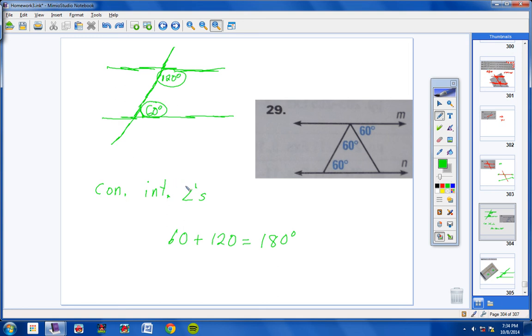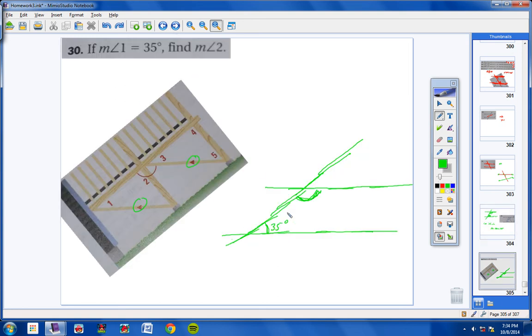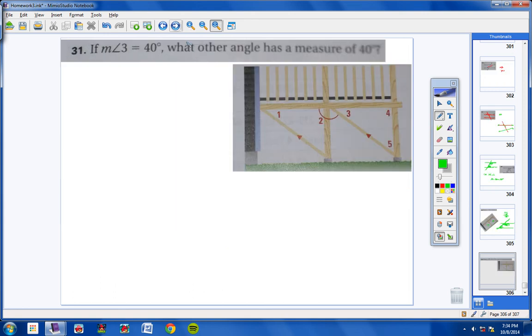Consecutive interior angles are supplementary. So these two angles here are supplementary. That means they have to add up to 180. So if this angle is 35, then I take 180 minus 35 and I get 145 degrees. There we go. So this angle right here, angle number 2, is 145 degrees. Okay, pretty cool. Moving on to number 31.